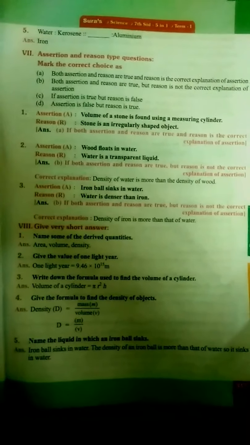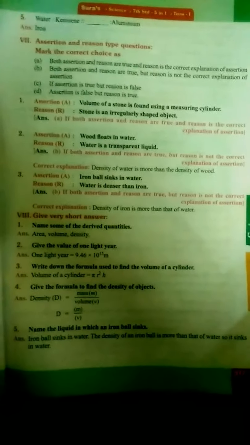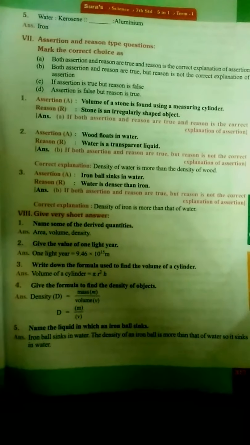Give the value of one light year, and the formula to find the area of a cylinder. Give the formula of density of an object, and name the liquid in which a ball sinks. Very important question. Question number 6: name the unit used in measuring the density of an object. What is the density of gold, a constant value? So give the short answer. There are 5 questions here, and they are important.